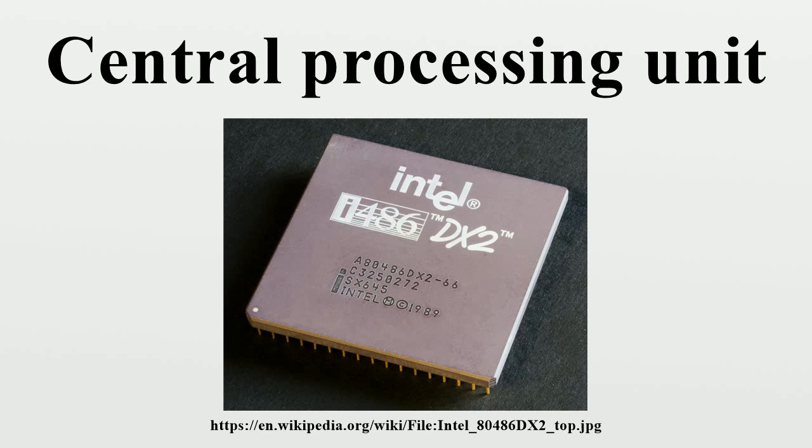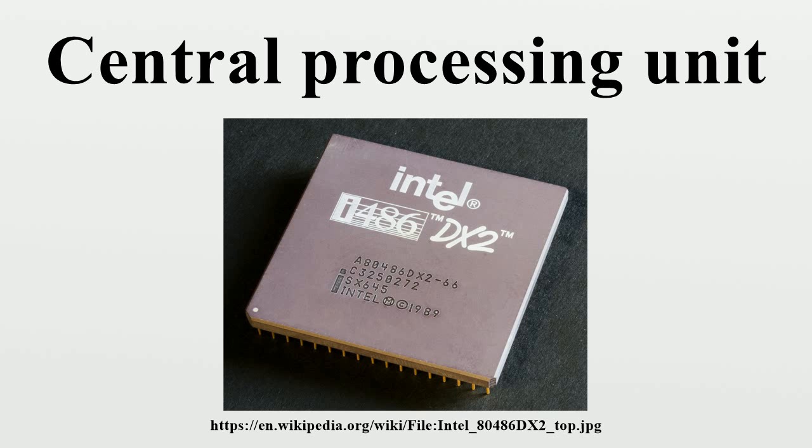In some CPU designs, the instruction decoder is implemented as a hardwired, unchangeable circuit. In others, a microprogram is used to translate instructions into sets of CPU configuration signals that are applied sequentially over multiple clock pulses. In some cases, the memory that stores the microprogram is rewritable, making it possible to change the way in which the CPU decodes instructions.